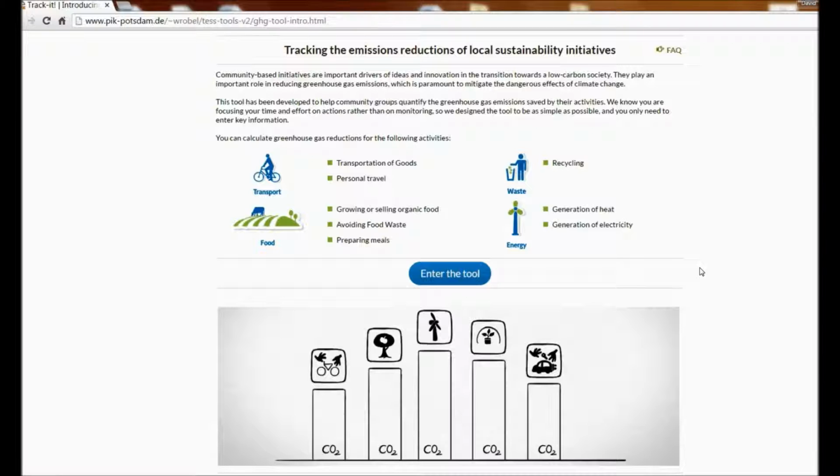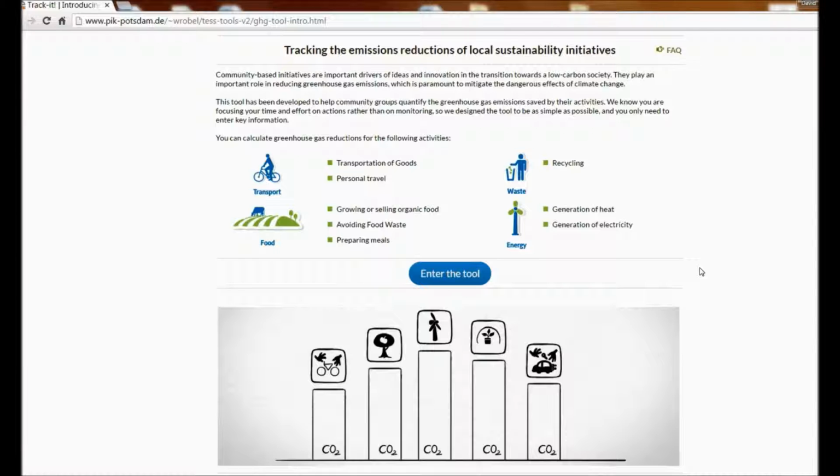Climate change is one of the most important challenges we face as a species, and limiting greenhouse gas emissions is essential in reducing the impacts our planet receives. In the TESS research project, we've explored the potential role that grassroots initiatives, also known as community-based initiatives, or just CBIs, may have in this transition towards a low-carbon society.